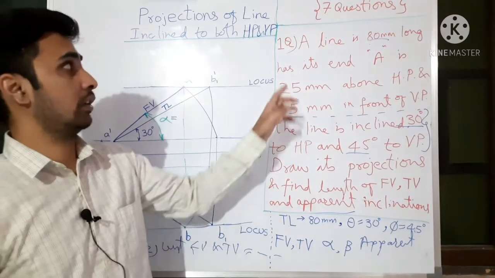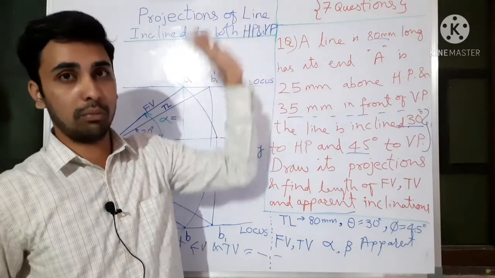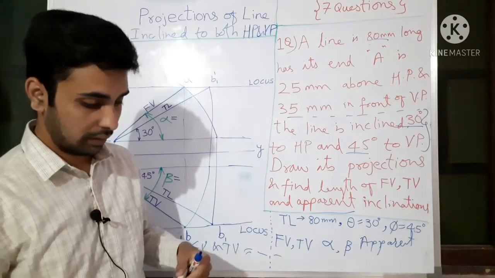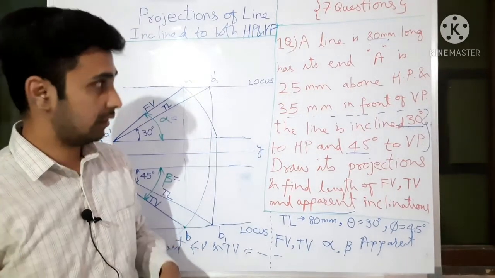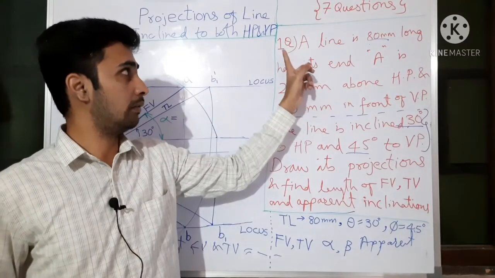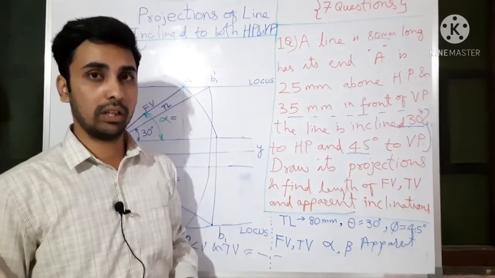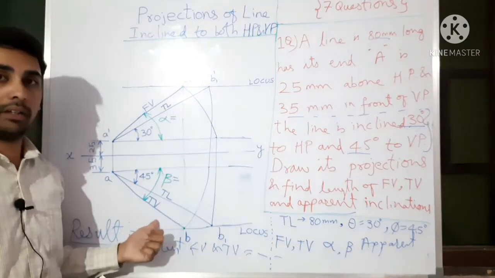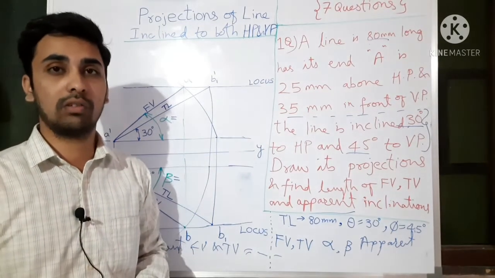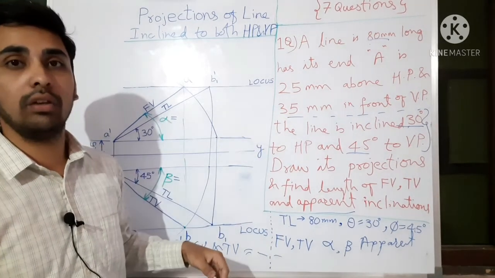So in total I have selected 7 models. If you are able to solve 7 different models, you will be able to solve almost all types of problems. So these are 7 important models like that. Okay, in this video I have solved one question. In coming videos I will solve the second, third, like that. If you have any doubts you can put a comment and ask. If you don't know the basics, you can go back to my previous video where I have solved the projection of points. There are basics like above HP, in front of VP, you can take it.